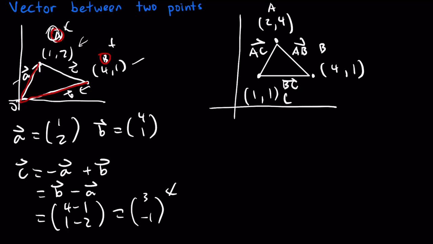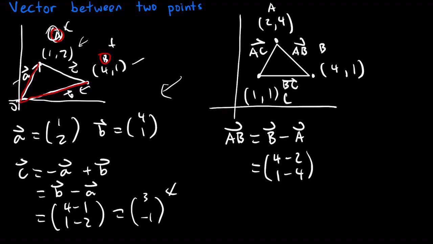And using what we previously learned over here, we can say that vector AB is equal to vector B minus vector A. And from the origin, we know point B will be 4, 1, and point A from the origin will be 2, 4. So pretty much vector AB will be equal to 4 minus 2 and 1 minus 4. And this will be equal to 2, negative 3. So now we know the vector for AB is 2, negative 3.